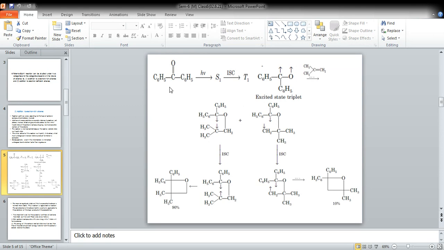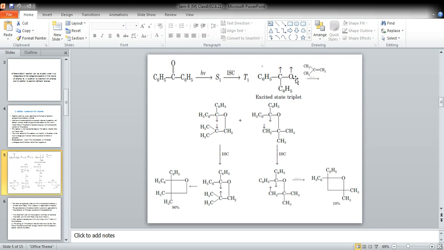So what happens is that this particular benzophenone, after absorbing light, first of all gets excited to the singlet state. However, this singlet state is not that stable, therefore it converts to the triplet state by intersystem crossing. So this is the excited triplet state structure where we can see that the spin states are parallel.